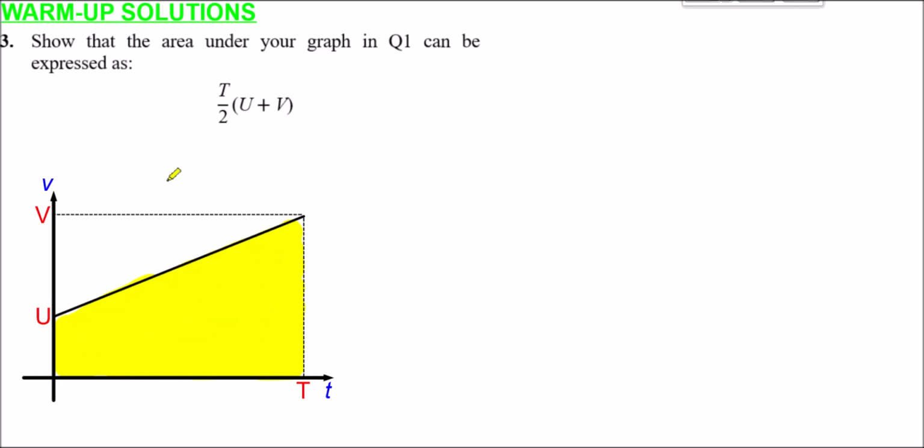So we need to work out this area here. And so the area under the graph, what sort of shape do we have? So it's a trapezium, isn't it? Area, so it's going to be the area of a trapezium. So just going back to basics, GCSE level or even before, how do you work out the area of a trapezium?